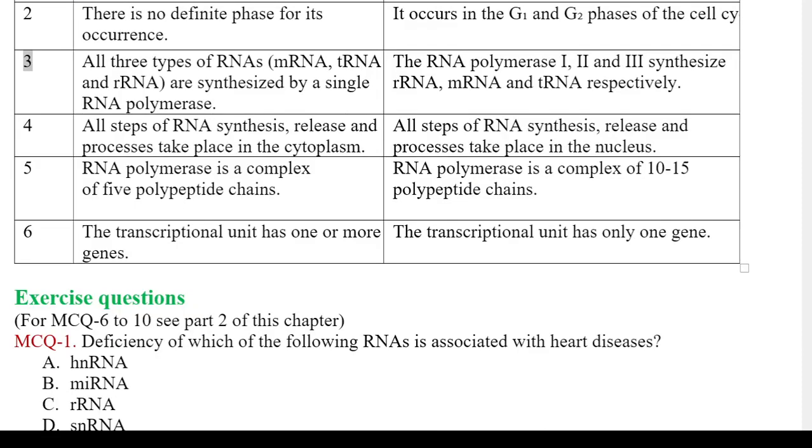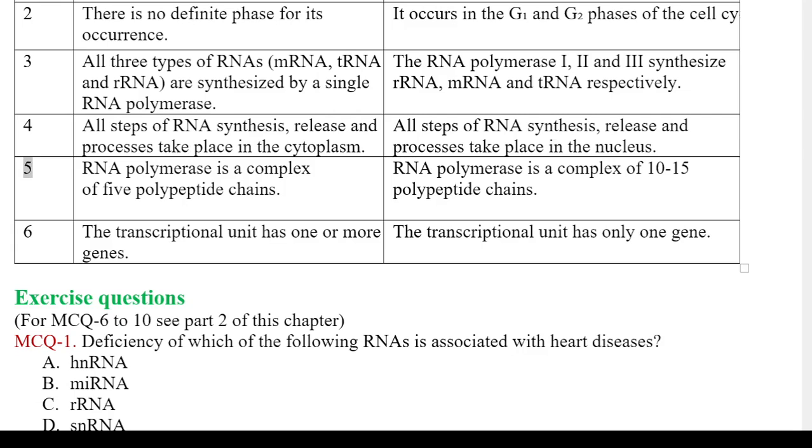Prokaryotic: 3. All three types of RNAs, mRNA, tRNA, and rRNA, are synthesized by a single RNA polymerase. Eukaryotic: The RNA polymerases I, II and III synthesize rRNA, mRNA, and tRNA respectively. Prokaryotic: 4. All steps of RNA synthesis, release and processes take place in the cytoplasm. Eukaryotic: All steps of RNA synthesis, release and processes take place in the nucleus.